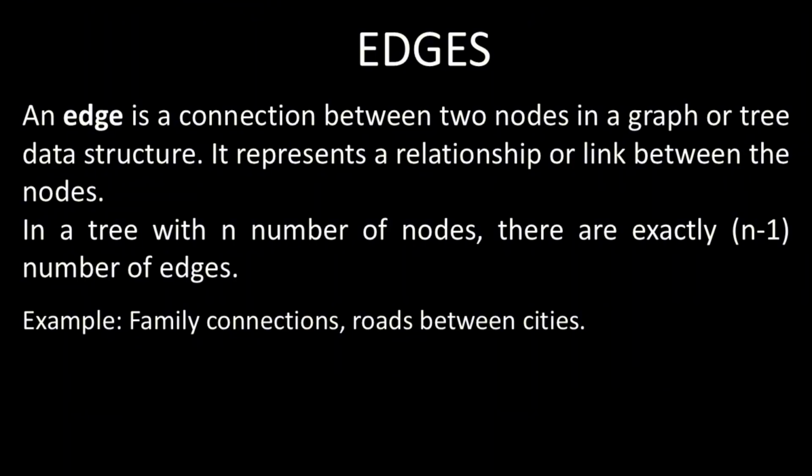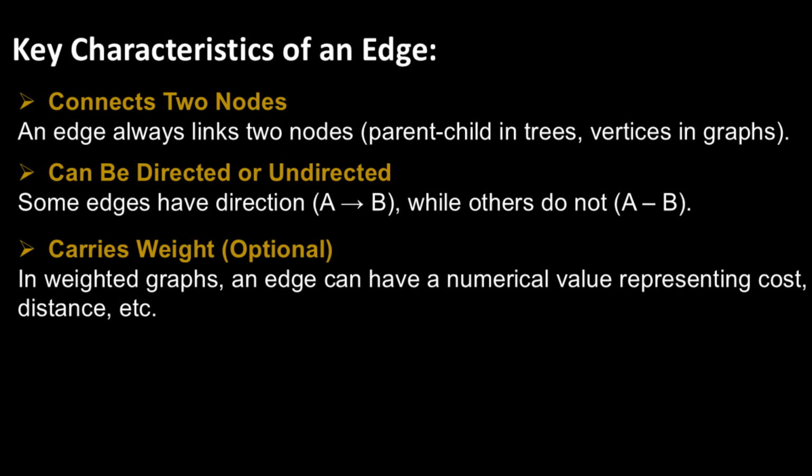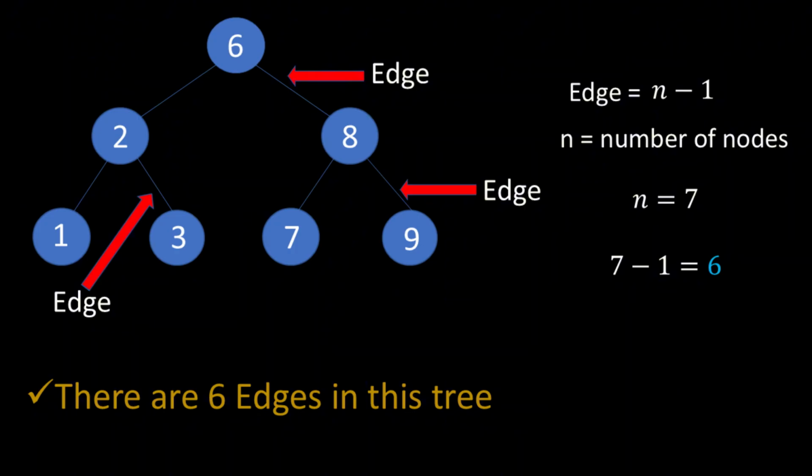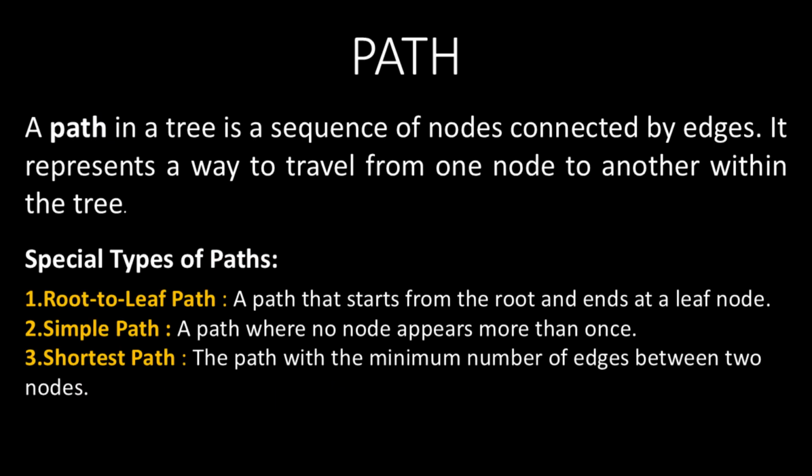So here are some key characteristics of edges. Connect two nodes. An edge always links two nodes. Second one, can be directed or undirected. Some edges have direction while others do not. Third one, carries weight. In a weighted graph, an edge can have a numerical value representing cost, distance, etc. If a tree has 7 nodes, then the number of edges will be 7 minus 1, which is 6, as you can see.